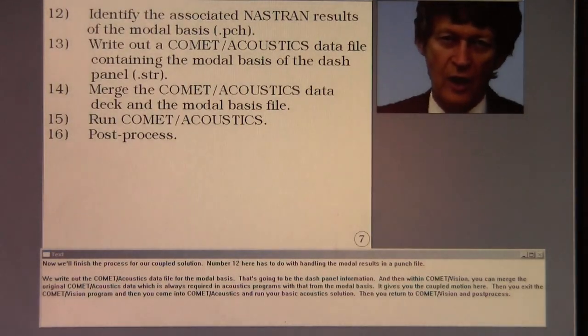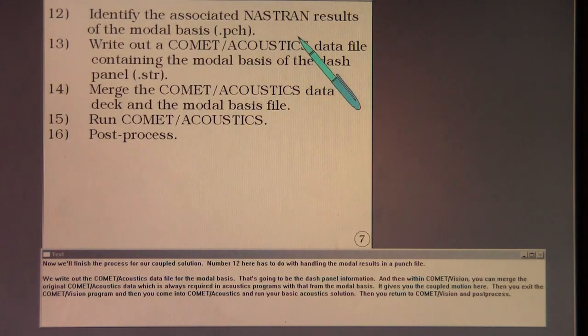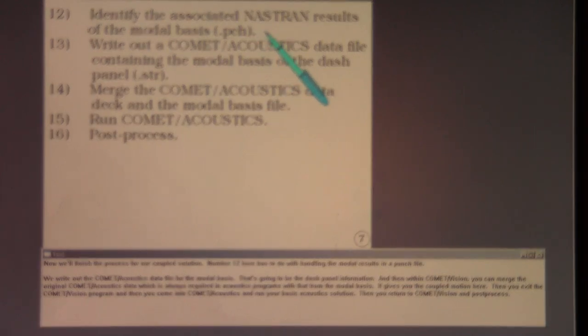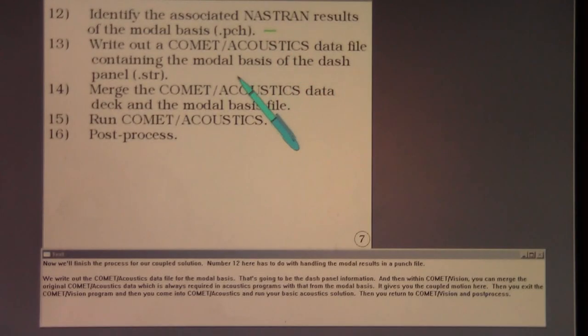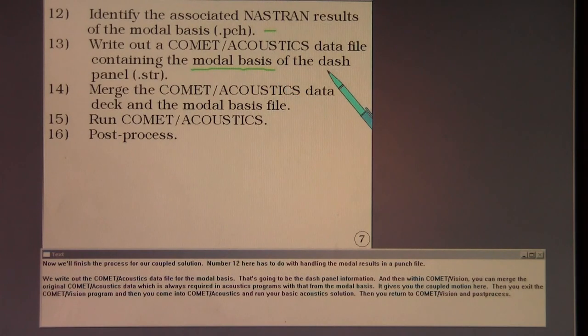Now we'll finish the process for our coupled solution. Number 12 here has to do with handling the modal results in a punch file. We write out the Comet Acoustics data file for the modal basis. That's going to be the dash panel information. And then within Comet Vision, you can merge the original Comet Acoustics data, which is always required in acoustics programs, with that from the modal basis that gives you the coupled motion here. Then you exit the Comet Vision program, and then you come into Comet Acoustics and run your basic acoustics solution. Then you return to Comet Vision and post-process.